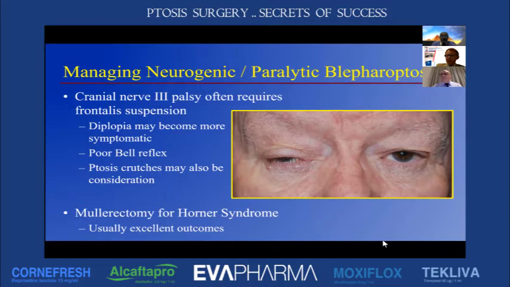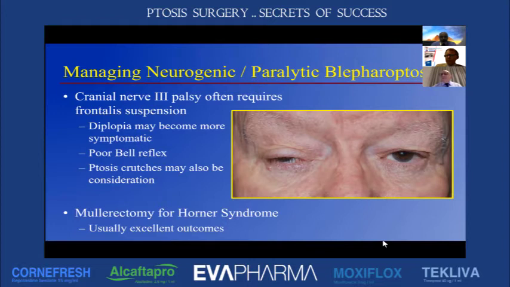Likewise, if they have poor motility, they may also have a poor Bell's reflex. So elevating the eyelid, if you end up with a lag ophthalmos, even a small one, can lead to corneal exposure and keratopathy. Sometimes in patients who have a third nerve palsy, I'll consider a ptosis crutch, which is a modification to their spectacle lenses that physically lifts the eyelid, just to see how they tolerate having the eyelid elevated before performing surgical correction.